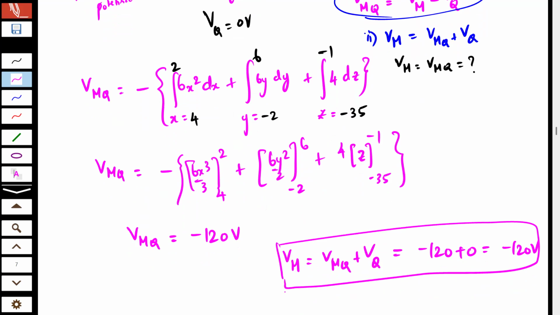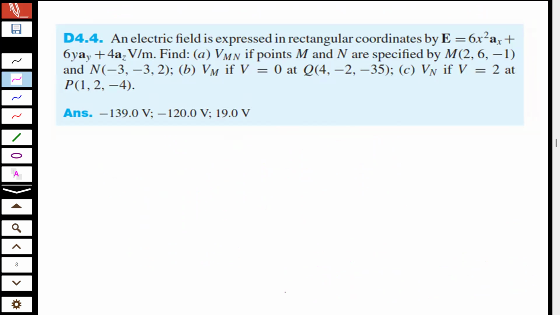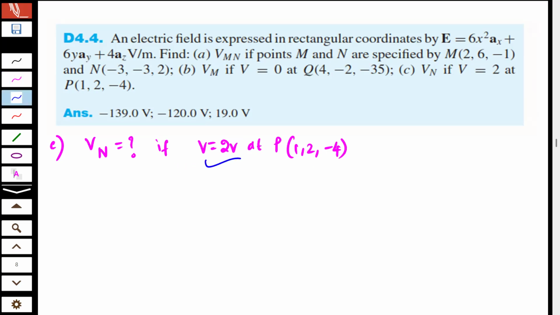Let us do the third subdivision so that you can have a better understanding of how to solve this similar numerical problem. So the third subdivision C says you're asked to find Vn if voltage is 2 volts at point P with the coordinates 1, 2, -4. Now this has to be taken as the reference, which is point P. V at point P is 2 volts.